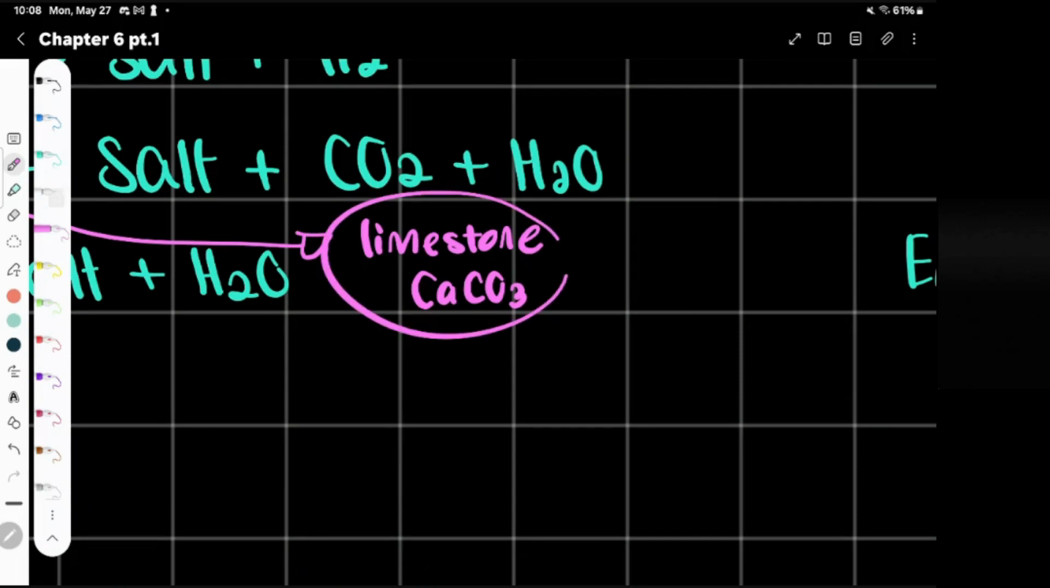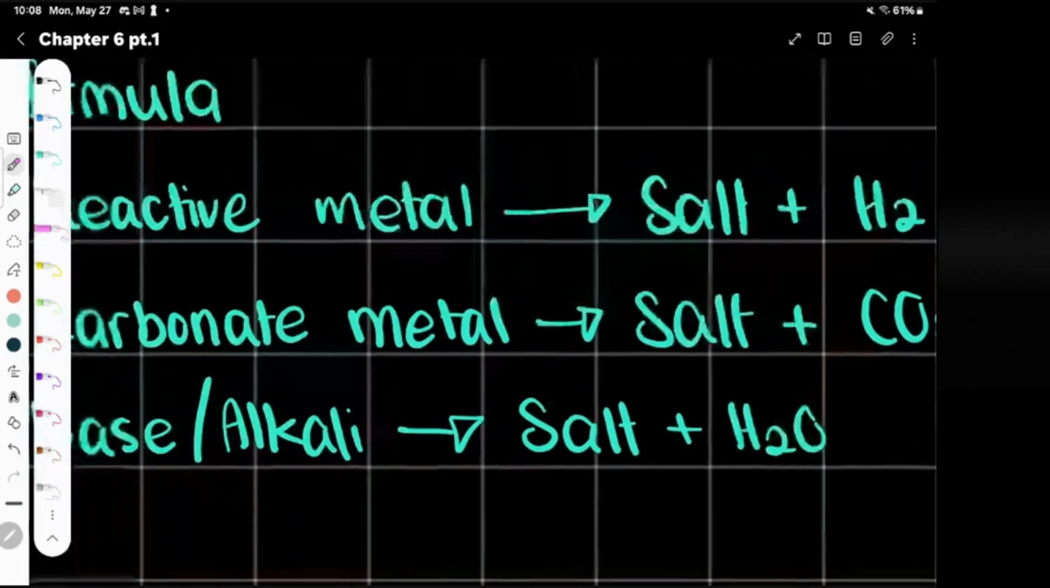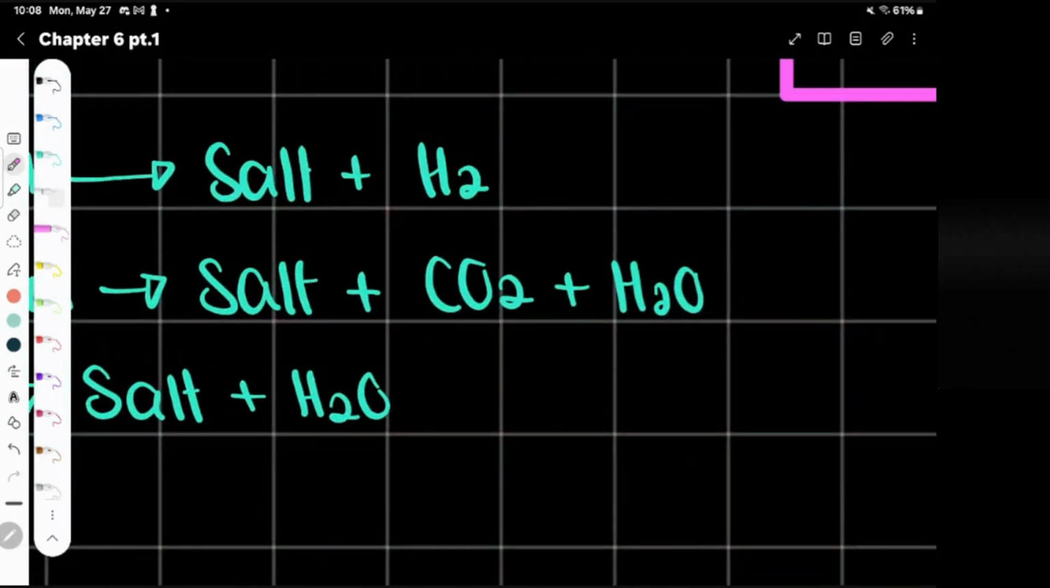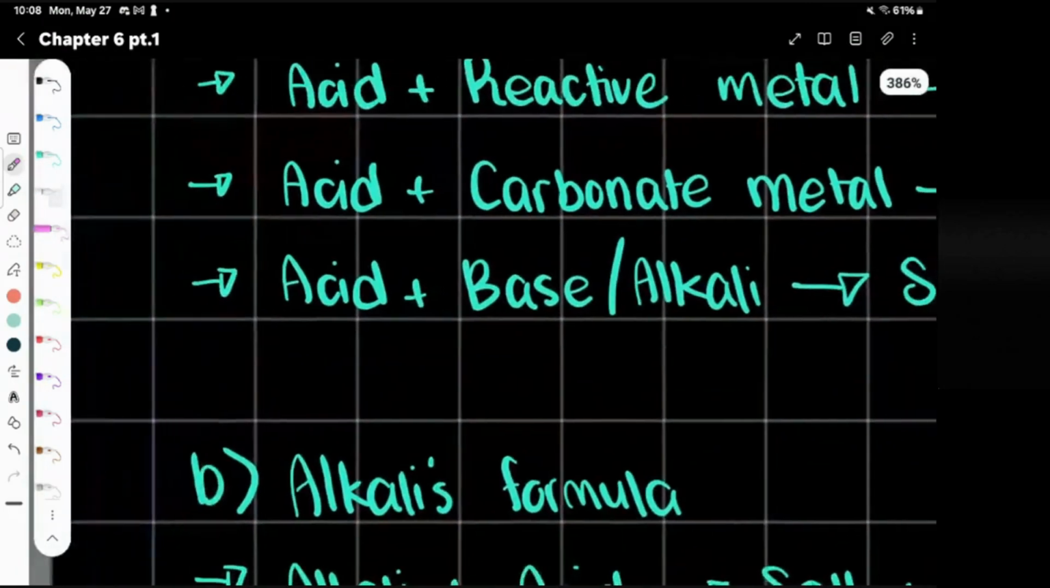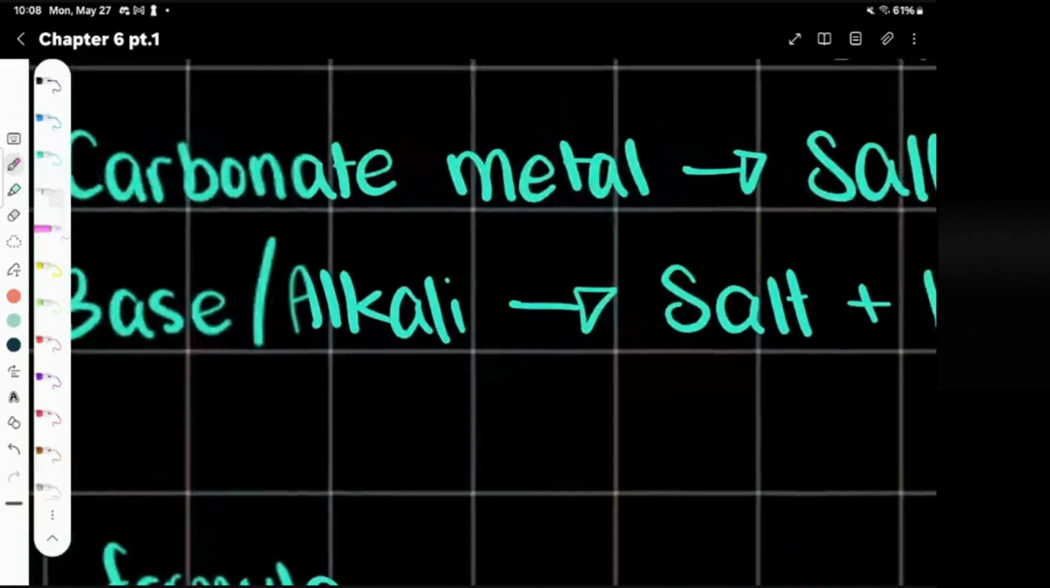Don't forget this formula. This formula they like to ask in SPM actually. They like to ask something with limestone. They don't tell what is limestone, but you have to understand limestone is CaCO3. Of course this is not talking about CaCO3 only. We are talking about any metal with carbonate. So it produces salt, CO2 and water. Acid plus base or alkali equals salt and water.